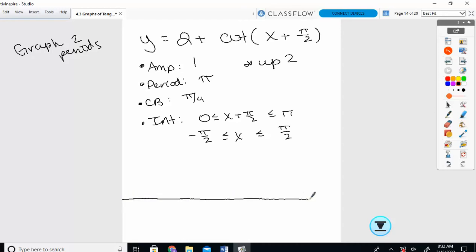For the interval, how do you know the difference between 0 and pi and the one that has pi over 2? If it's tangent, that's when you want to go from negative pi over 2 to positive pi over 2. And if it's cotangent, we want to go from 0 to pi. The only reason is because of where the asymptotes fall. We just pick the interval so the asymptotes are on the ends.